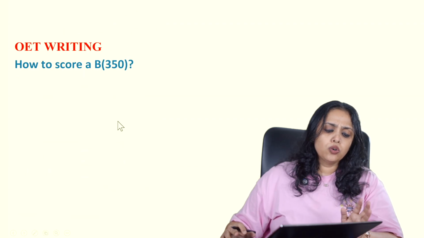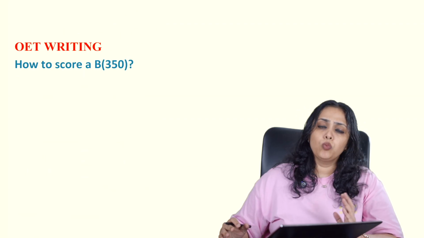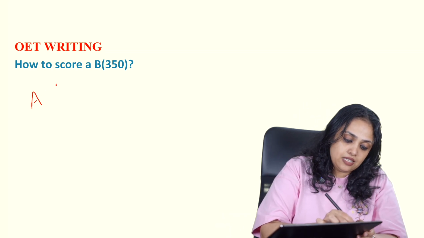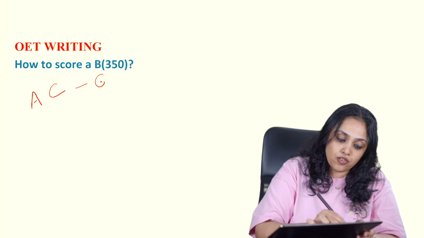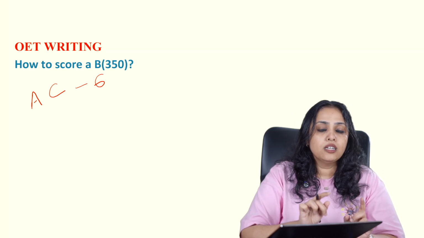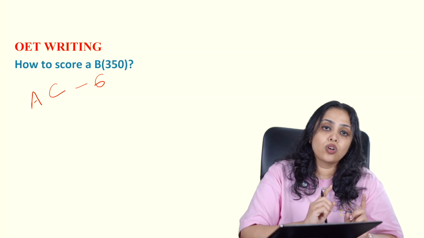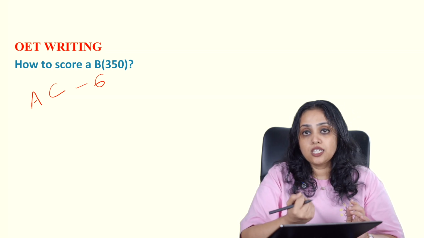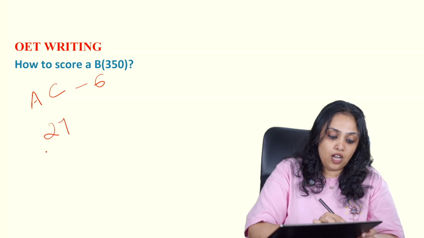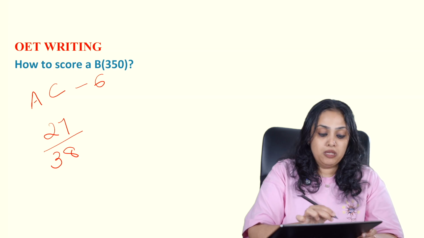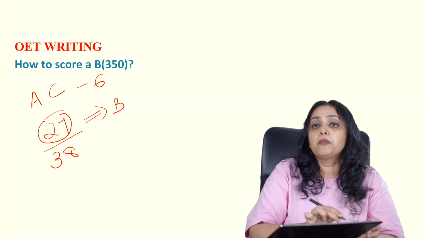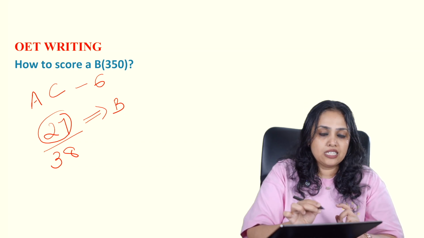Now, to score a B grade when it comes to OET writing, it is purely based on the assessment criteria. We have 6 assessment criteria, and for each assessment criterion, like for the purpose criterion, if you score 1 out of 3, and for the rest of the criteria, if you score at least 5 out of 7, then you can get 27 out of 38, which means that you can get a B grade. At least if you get 27 by summing up the scores of all the 6 assessment criteria, then a B grade is guaranteed.